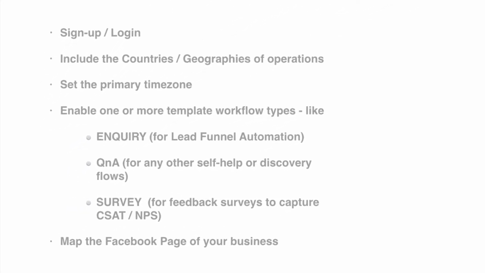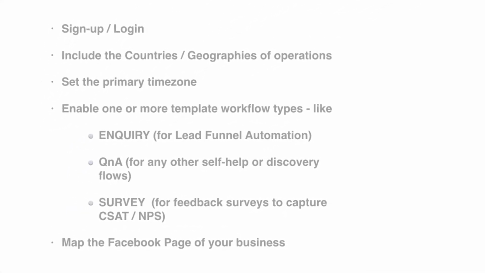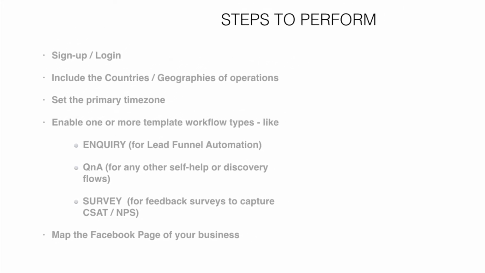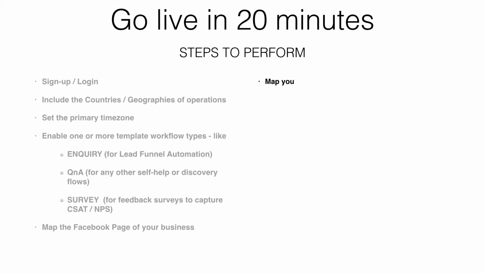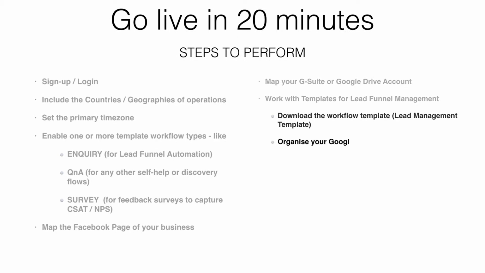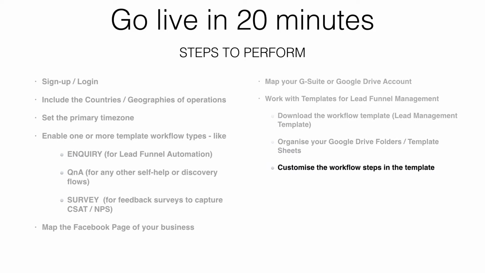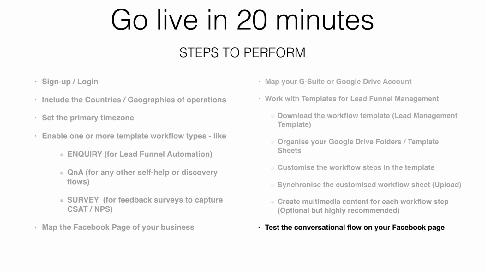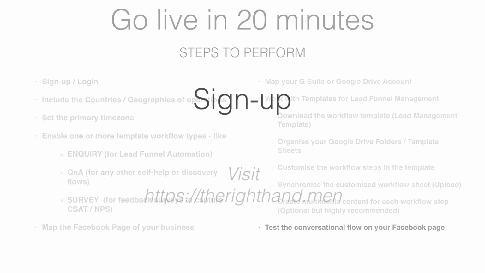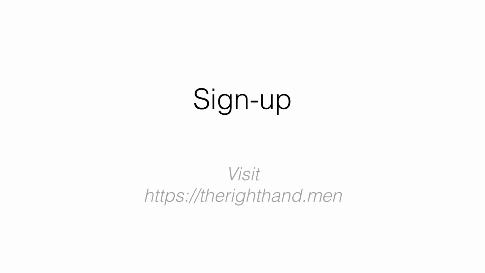Then you map the Facebook page of your business. If your page is already active, you may want to create a dummy page and link it here to test it out, before you map the live business page. And you map your Google account and work with our templates on your Google Drive. You download the template sheets, create Drive folders, move the sheets around to organize them, and open the sheets to customize them. Then you upload the workflow steps and test the conversation flow on your mapped Facebook page.